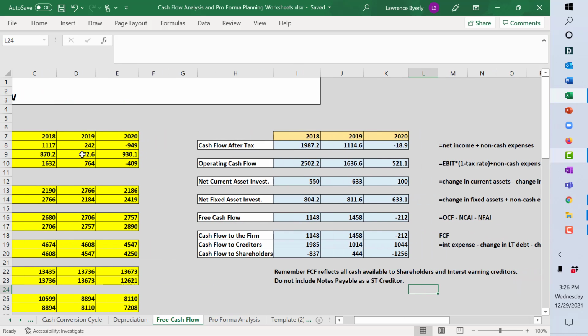So what does this tell us about our company? Well, cash flow after tax. At the end of the year, we have net income. However, net income is not a cash flow number. It's a profit line. So we want to add depreciation back to net income. So the actual cash flow after taxes for 18 and 19 are positive. 2020, we went negative. Well, why did we go negative?